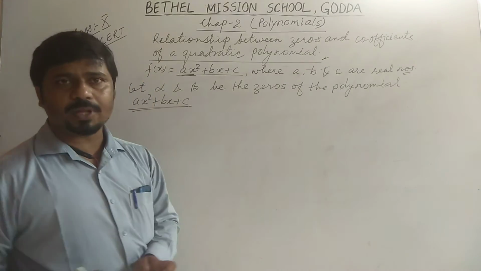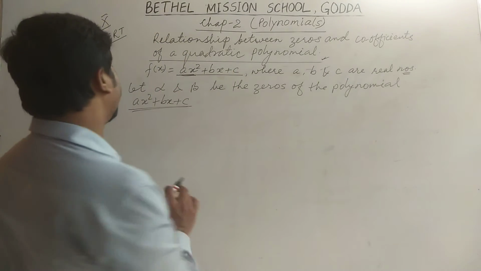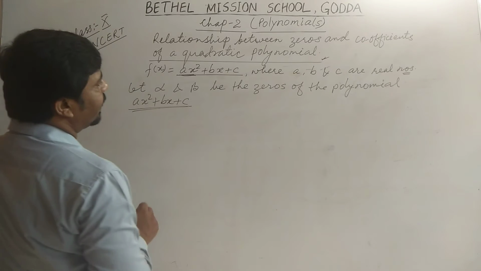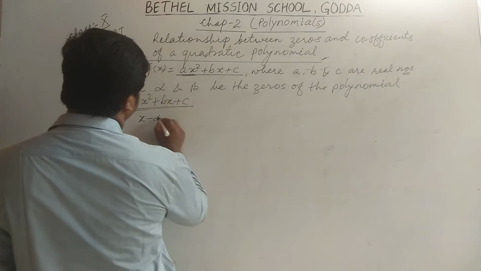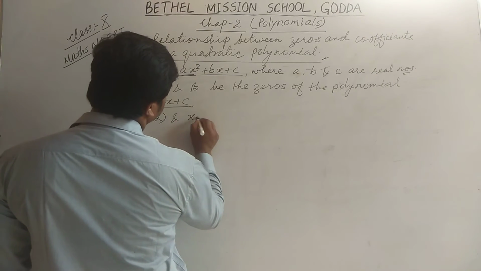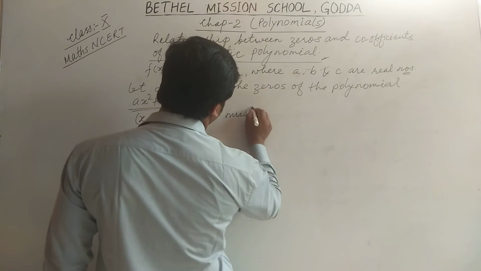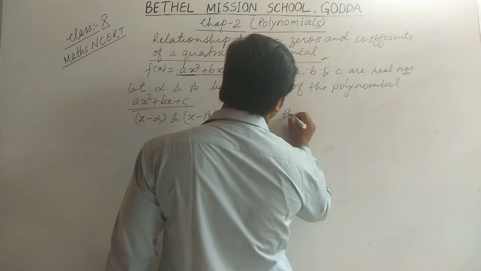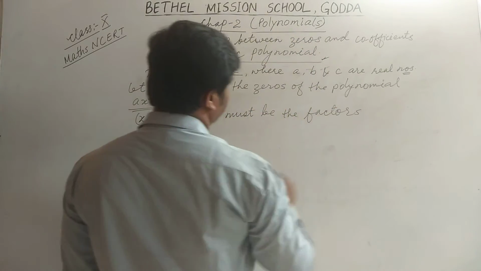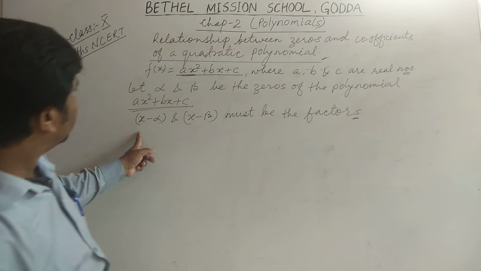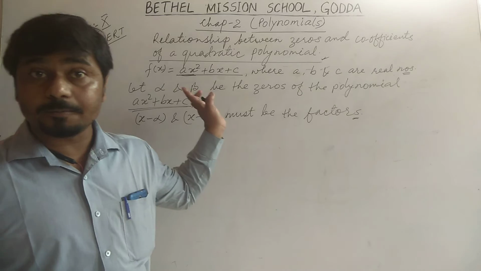Because this is a quadratic polynomial, the number of zeros will be 2, and we supposed alpha and beta. Okay? Then x minus alpha and x minus beta must be the factors of this polynomial.